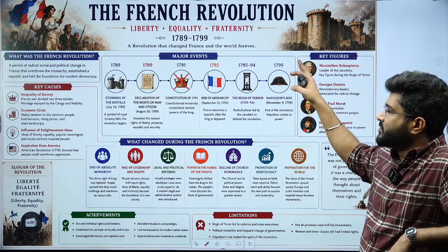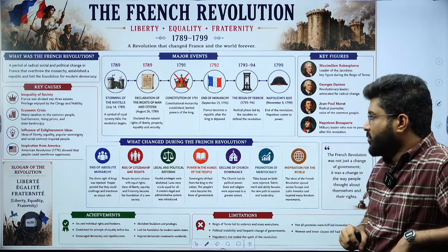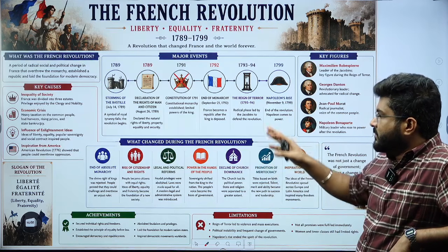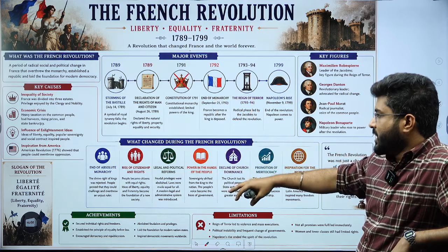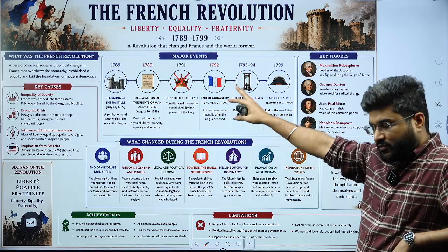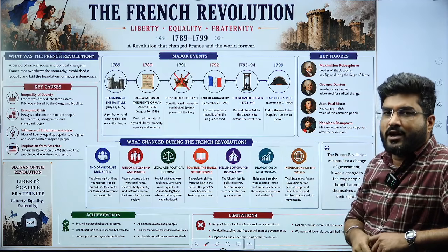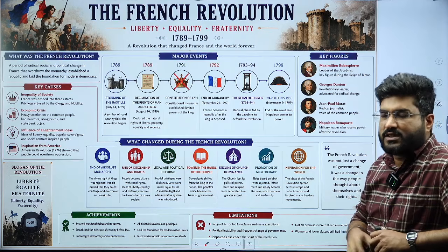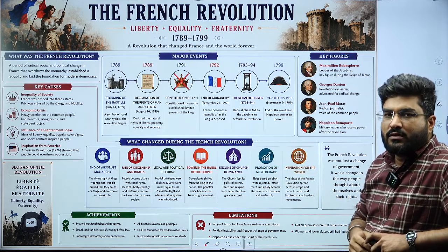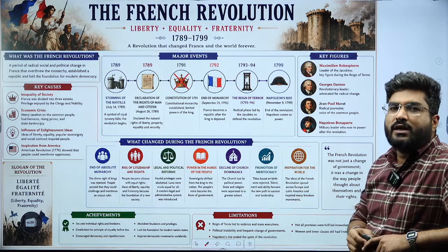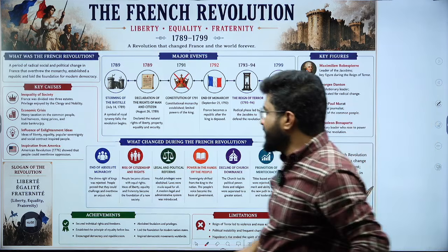A revolution which not only changed France, but the global order. What were the key causes? We should not be diving into that much of the sociological part. What changed during the French Revolution is important. So it led to the end of absolute monarchy. So there was a rise of common rule, that there should be democracy. Okay. So divine right of kings was rejected.